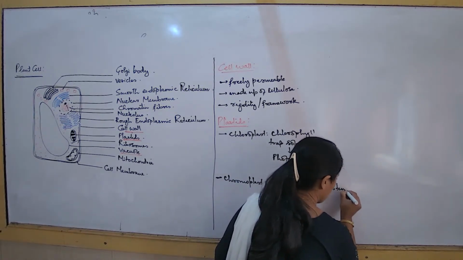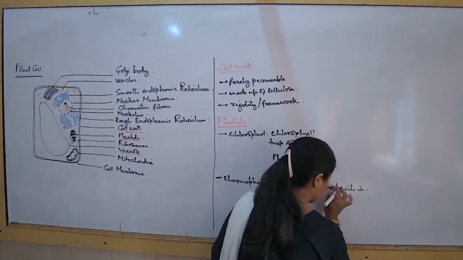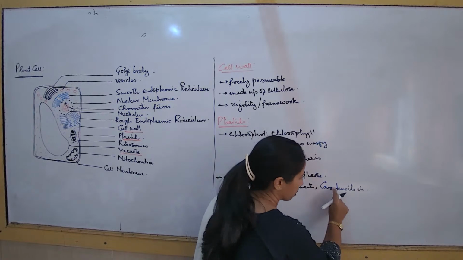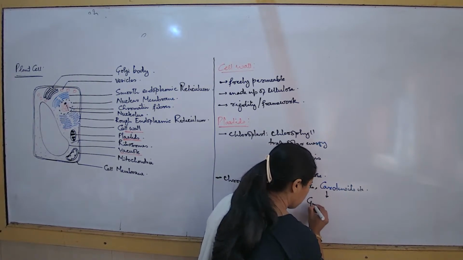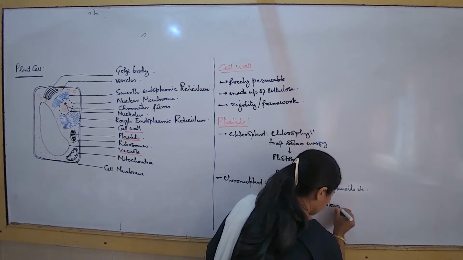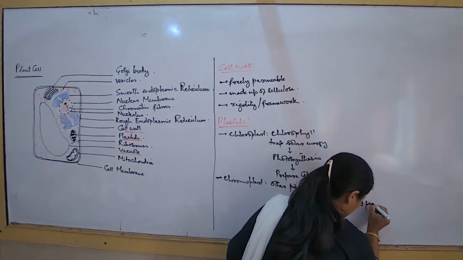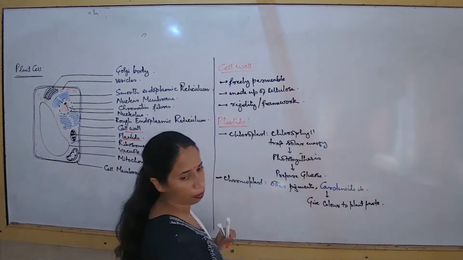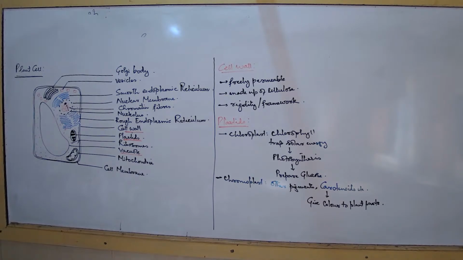Carotenoids are one of the most famous, most frequently occurring pigments in the plant cells. And what would these carotenoids functionally bring about? Give color to plant parts. So when we say it gives color to the plant parts, what do we mean? It would give color to the flower, to the fruit, to the crop.